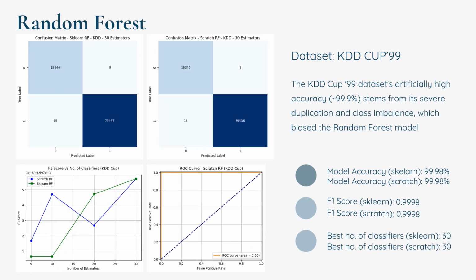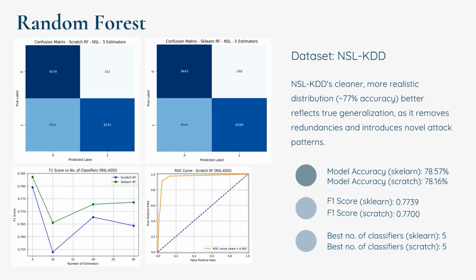For the KDD Cup 1999 dataset, I applied random forest with 30 estimators. The model achieved a near perfect 99.98% accuracy and F1 score. However, this high performance is due to the dataset's heavy class imbalance and duplication, which makes it less ideal for evaluating real-world detection problems. To address this issue with the KDD dataset, I used the more balanced NSL KDD dataset.